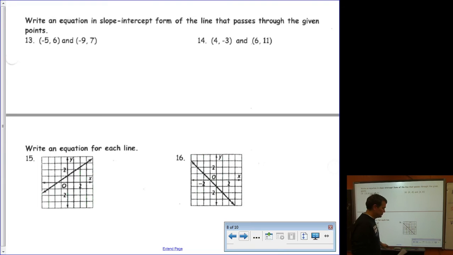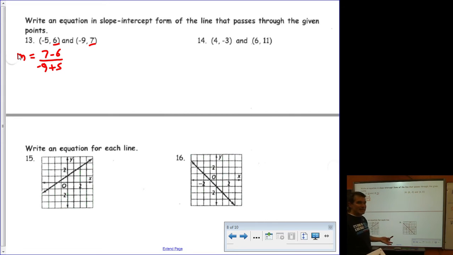All right, here I'm supposed to write an equation. In number 13, I need to write an equation in slope-intercept form. So I need to find the slope, find the y-intercept, and write the equation. The slope would equal y minus y over x minus x. Notice I did minus -5 is plus 5. That gives me 1 over -4. And so the slope is -1/4.